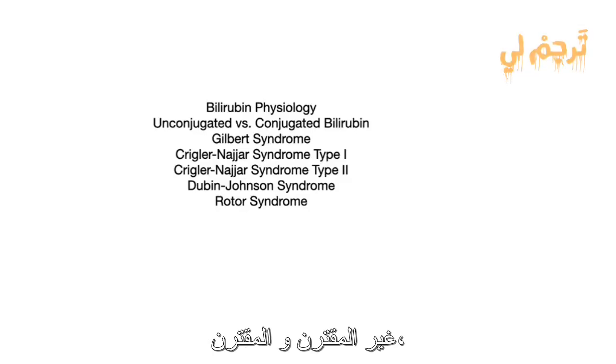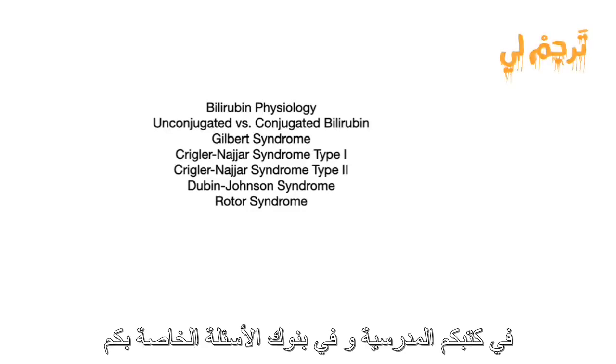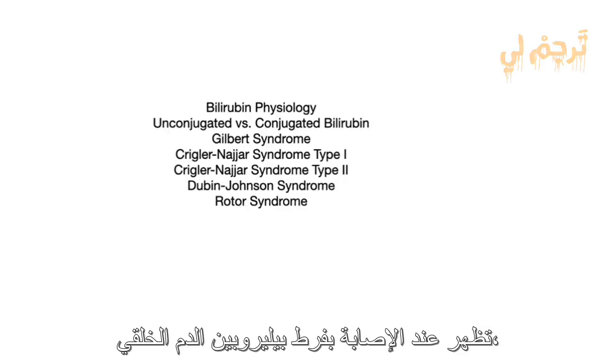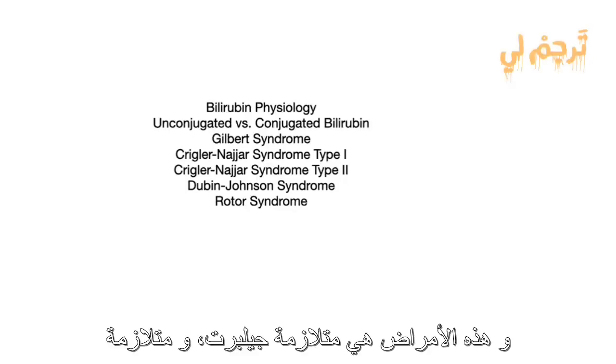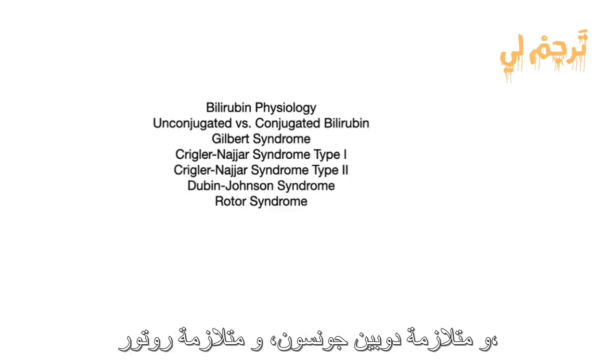And we'll conclude the video by talking about the different types of diseases that I'm sure you've seen in your textbooks and in your question banks that come up when you have congenital hyperbilirubinemia. And those diseases are Gilbert syndrome, Crigler-Najjar syndrome, type 1 and type 2, Dubin-Johnson syndrome, and Rotor syndrome.